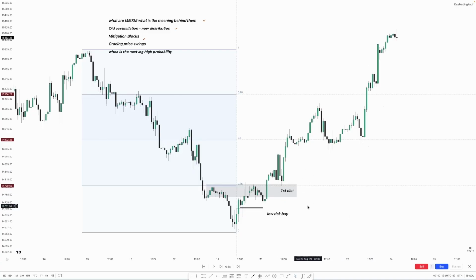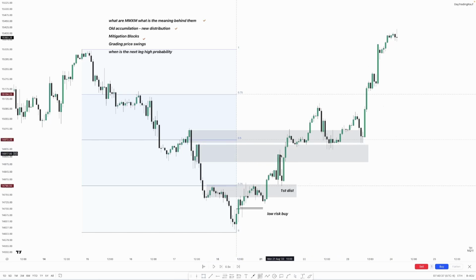Now we have the silver bullet. So I want you guys to write this down. If the silver bullet forms below 50% of the dealing range, this is high probability. You can see we have the mitigation block right here. Draw this out in time. Draw this mitigation block out in time. This is the silver bullet.